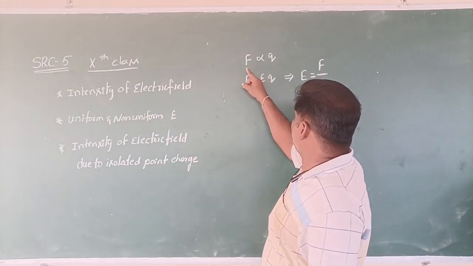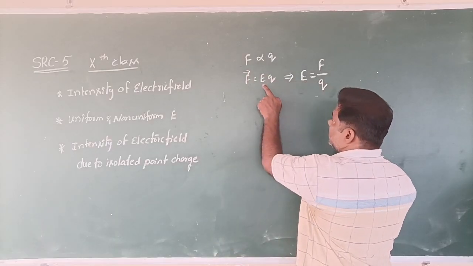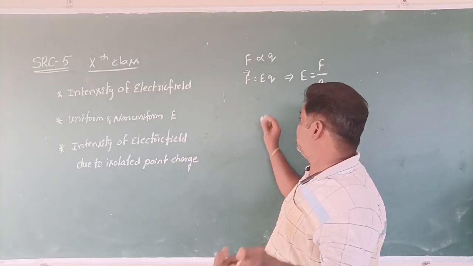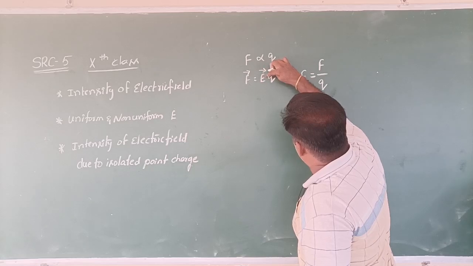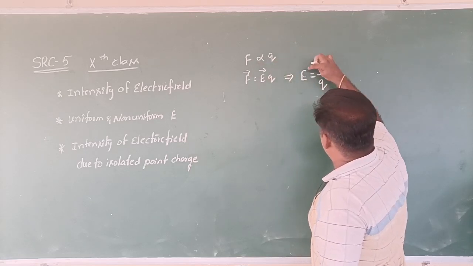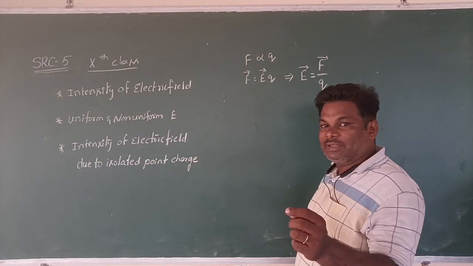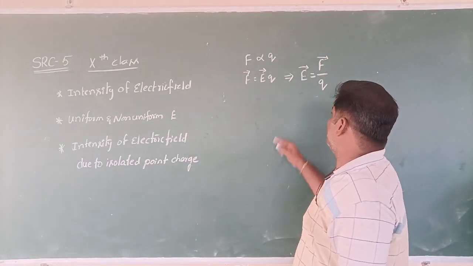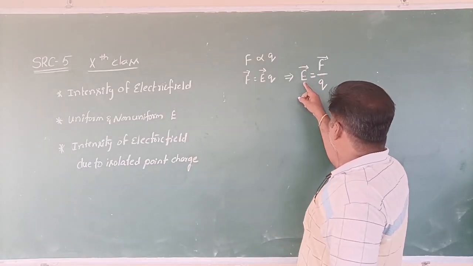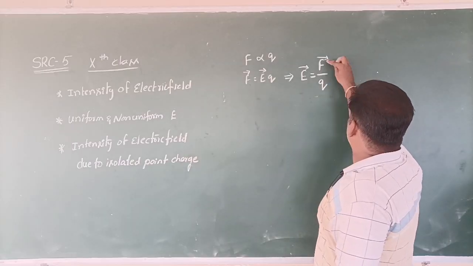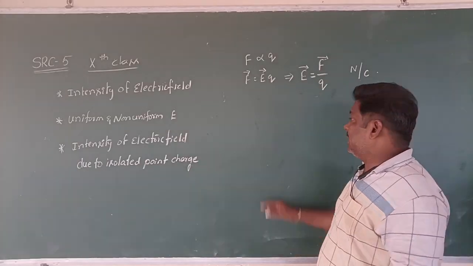Since force is a vector physical quantity, and the product of a vector and a scalar is again a vector, here E bar is equal to F bar by Q. This is the electric field intensity representation. Look, what is the unit of this one? It is E bar. Its unit is Newton per Coulomb. It has a certain direction.